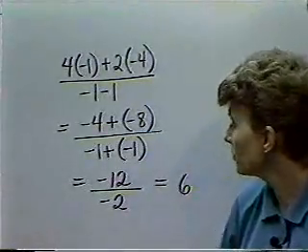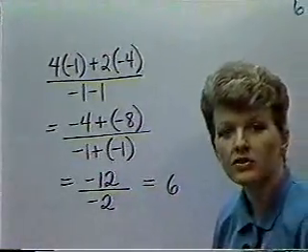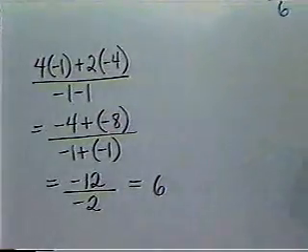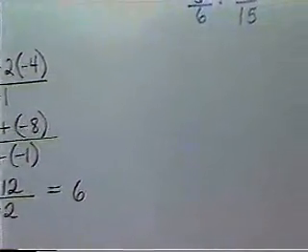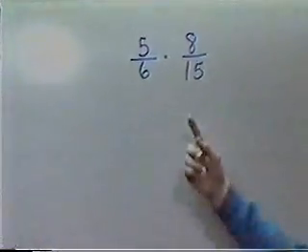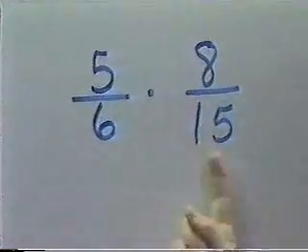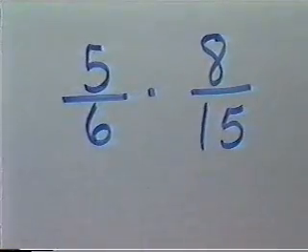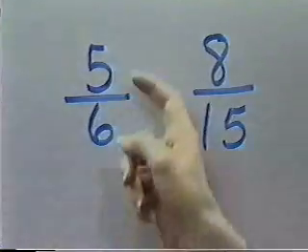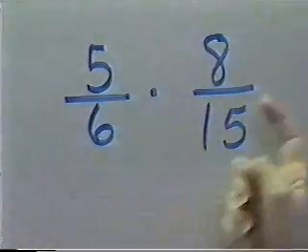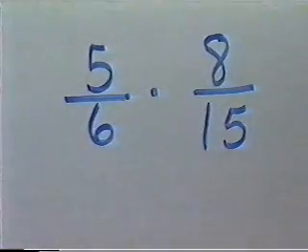All right, that's a review of operations on signed numbers. Let's now review operations on fractions. Remember, if you're multiplying two fractions together, you may cancel. I have 5/6 times 8/15.